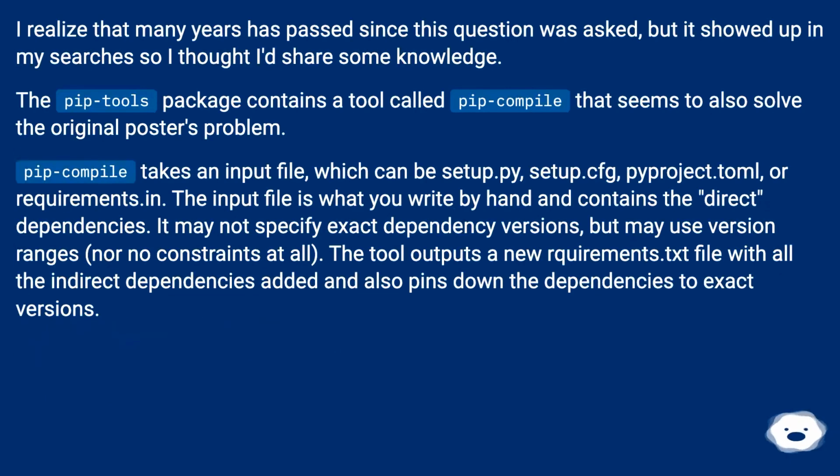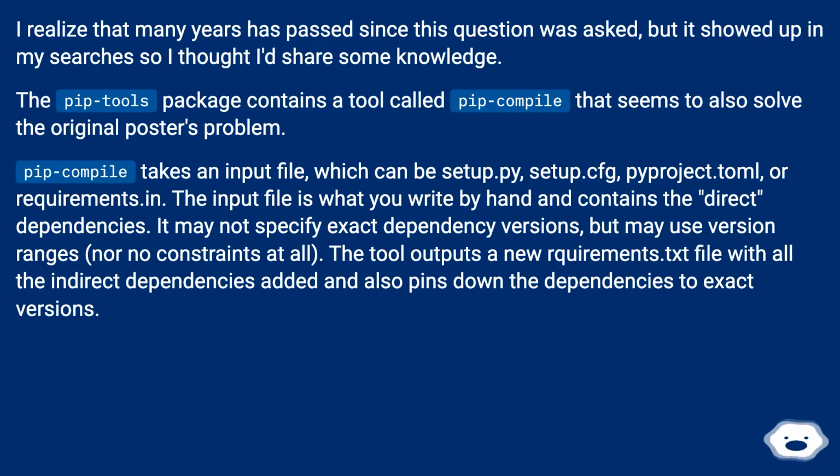I realize that many years have passed since this question was asked, but it showed up in my searches, so I thought I'd share some knowledge. The pip-tools package contains a tool called pip-compile that seems to also solve the original poster's problem. Pip-compile takes an input file, which can be setup.py, setup.cfg, pyproject.toml, or requirements.in. The input file is what you write by hand and contains the direct dependencies. It may not specify exact dependency versions, but may use version ranges, or no constraints at all.